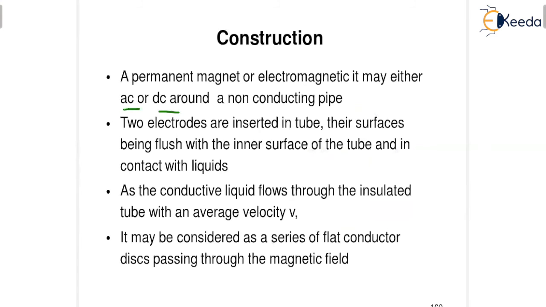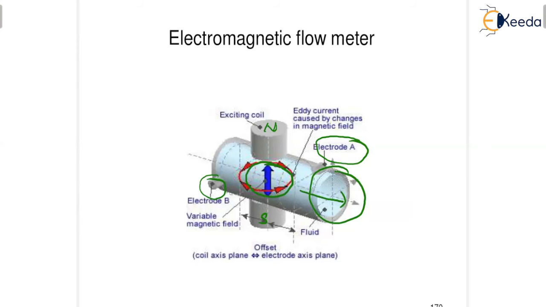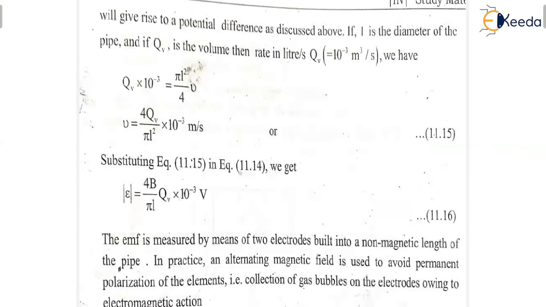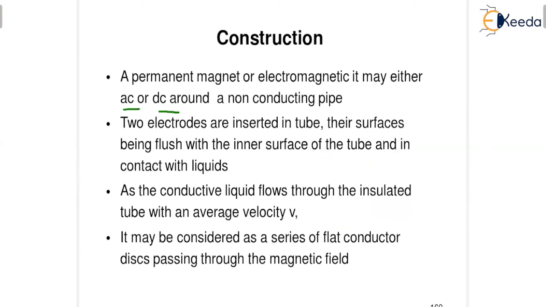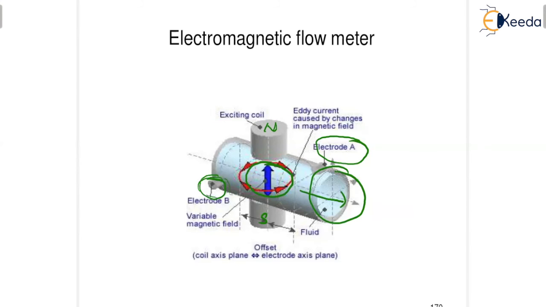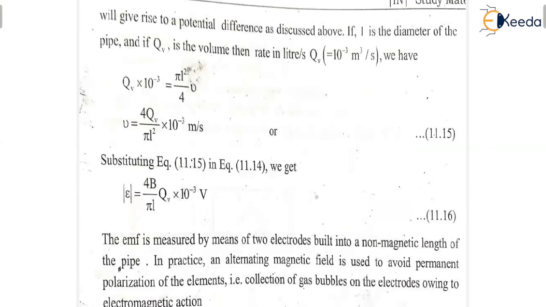Okay, see here, two electrodes I have taken, and I have connected this one and this one over here. Next, the third one I am going to tell you is a series of flat conductor discs passing through the magnetic field, my dear students. This is a physical device. Now, what potential am I going to get? From that particular expression, you have to know the formula.